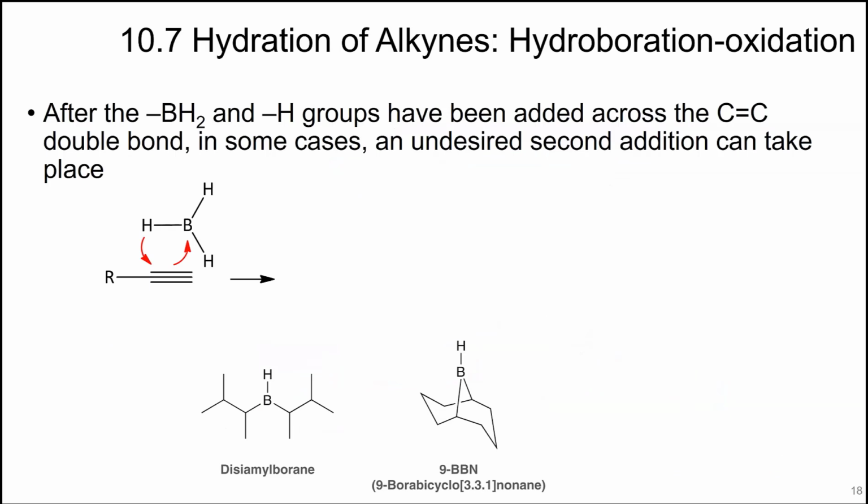After the BH2 and H groups have been added across the double bond, in some cases we can get an undesired product. This is if we use BH3 with the alkyne. We'll get an aldehyde and this BH group. And it can react with another BH2 or BH3, and we get an undesired product. So in order to avoid that, we often will use a different, bulky borane.